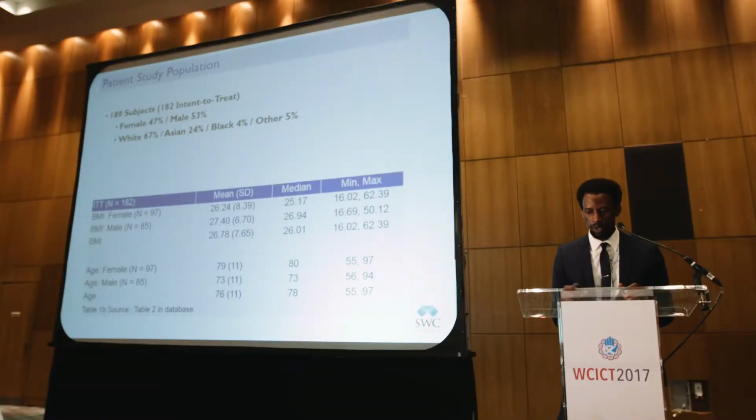There were 189 subjects, 47% of them female, 53% male, and the racial breakdown was 67% white, 24% Asian, 4% black, and 5% others. We looked at the BMI for all the participants, with a mean BMI of 26.78 and a median of 26.01, and mean age of 79 years old for females and 73 years old for males.